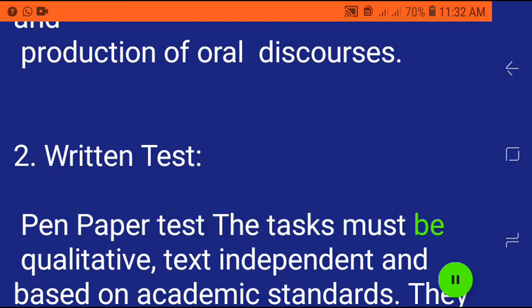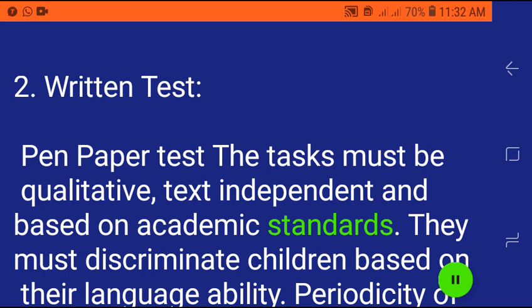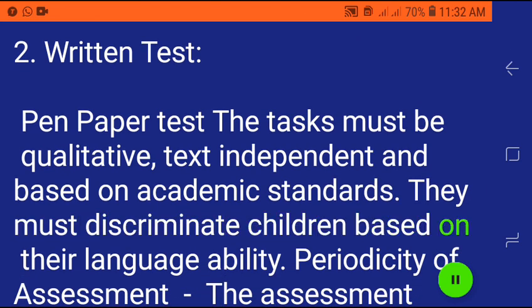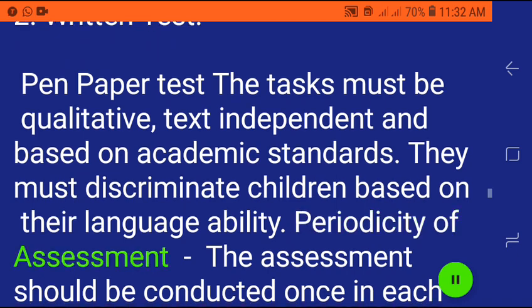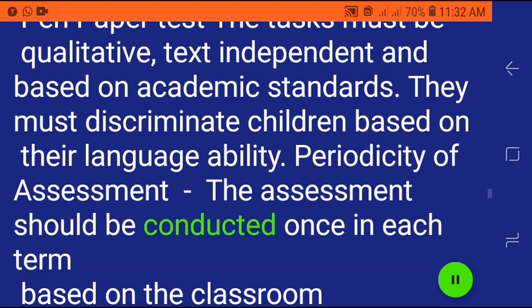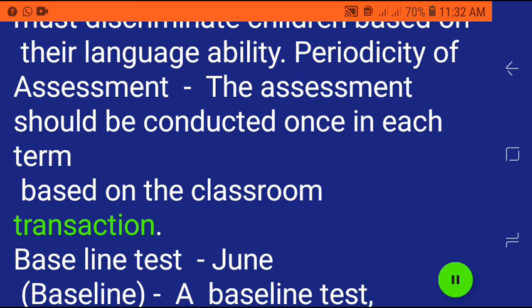The tasks must be qualitative, text independent and based on academic standards. They must discriminate children based on their language ability. Periodicity of assessment. The assessment should be conducted once in each term, based on the classroom transaction.